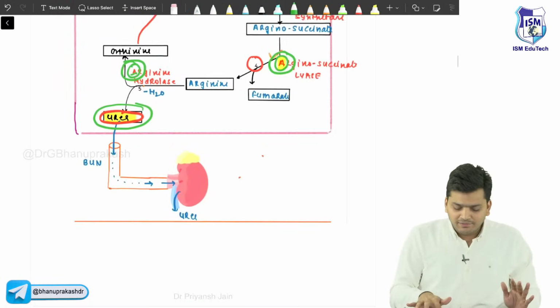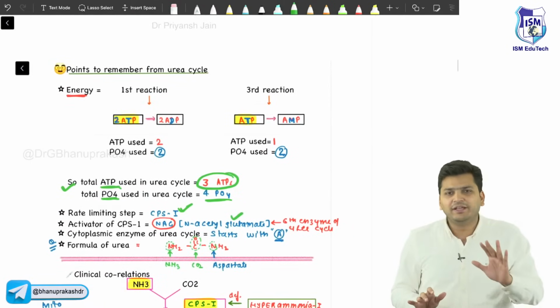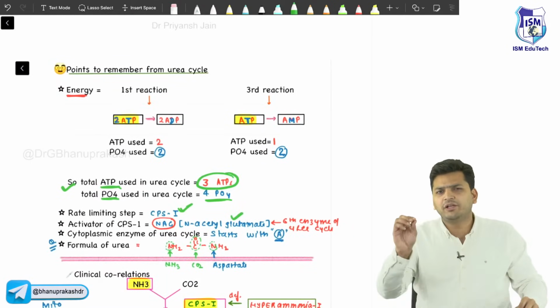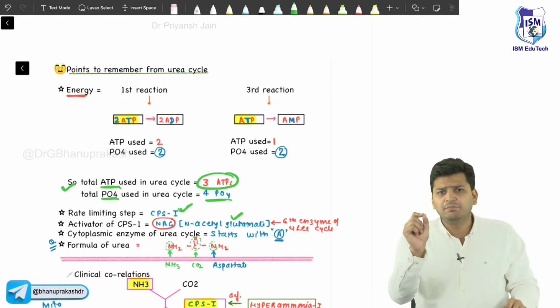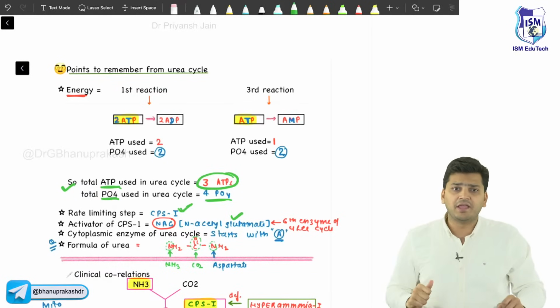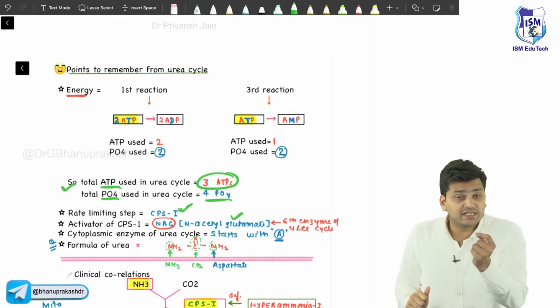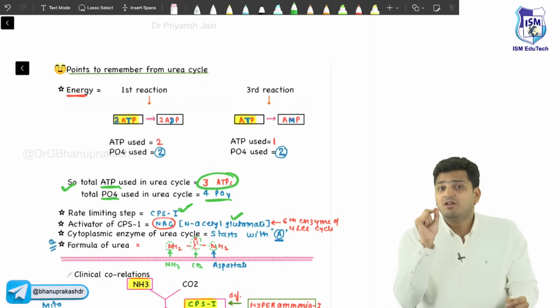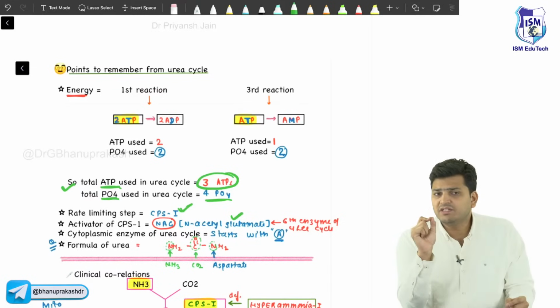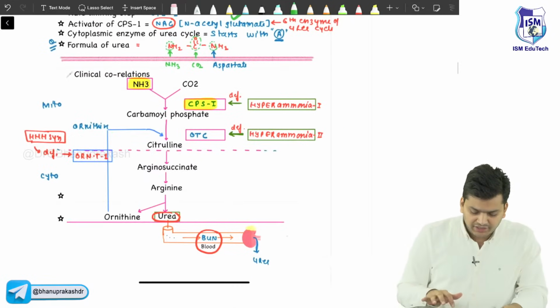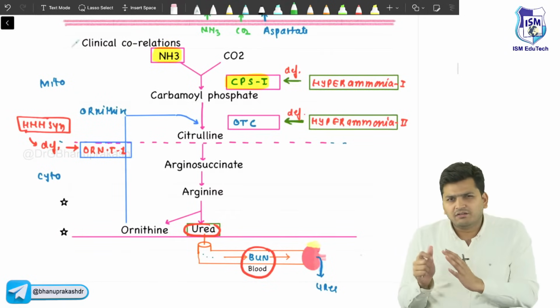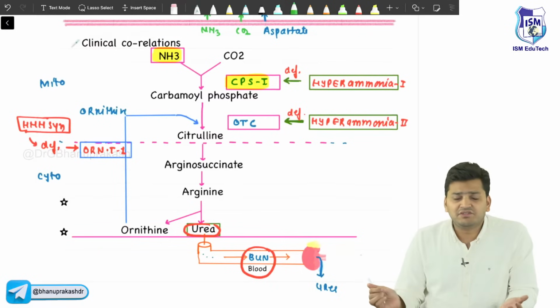So the questions should not go wrong in the urea cycle. Very few points to remember. How many ATP consumed? 3. How many phosphates? 4. What is the rate limiting enzyme? CPS1. Who is the activator of CPS1? NAG. What is the name of the 6th enzyme? NAG. And the cytoplasmic enzymes start with which alphabet? A. And that's done. Now coming to the clinical correlation. See here. This is the simple flow chart of the urea cycle which we have just discussed.